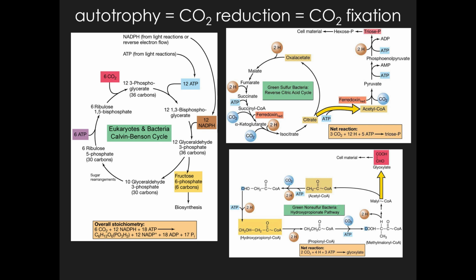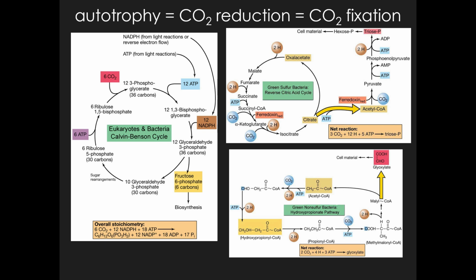Within the prokaryotic world, where we do have more metabolic diversity, we have an additional two ways that CO2 can be fixed, and they are the reverse citric acid cycle and the hydroxypropionate pathway. Regardless of the pathway that you're talking about, it is a pathway that takes in CO2 and converts it to a sugar.